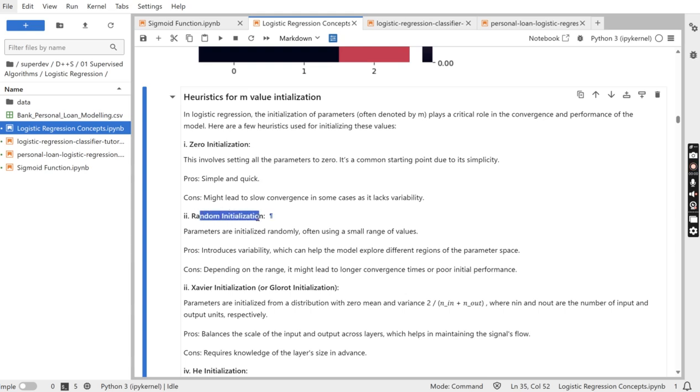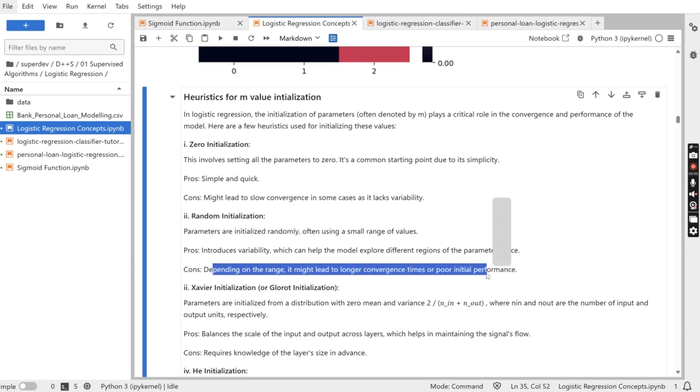Okay, second method is random initialization. In random initialization, you start with a very small value and from there you keep on, again depends on the range. So from there you can continue to start decreasing the values. Okay, so various pros and cons are mentioned.